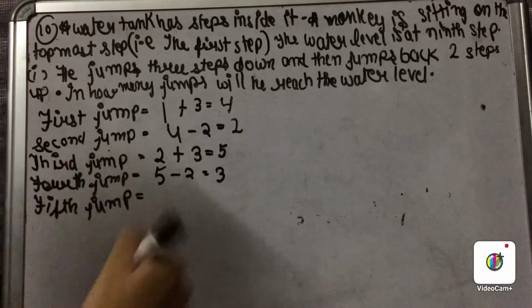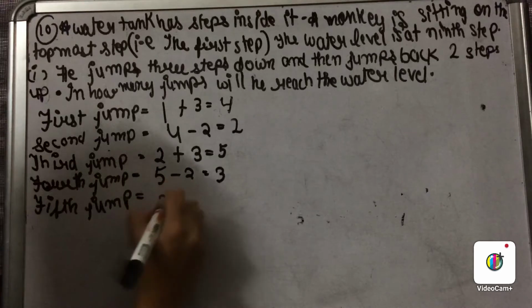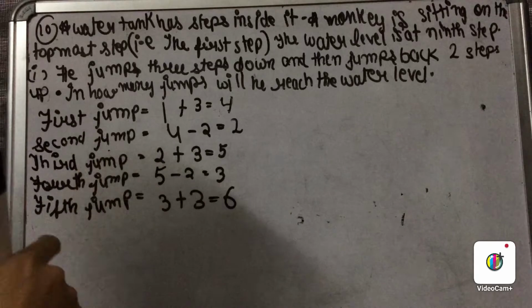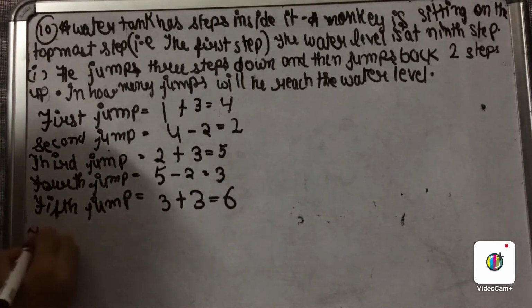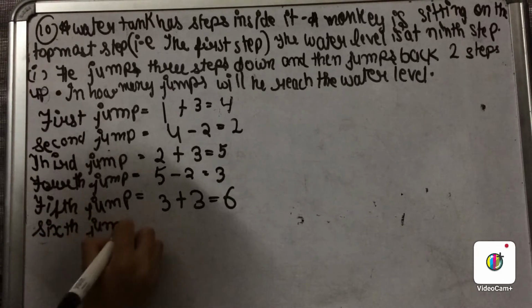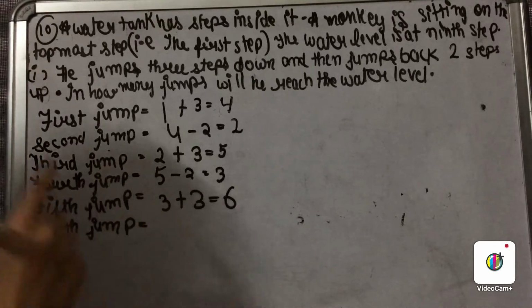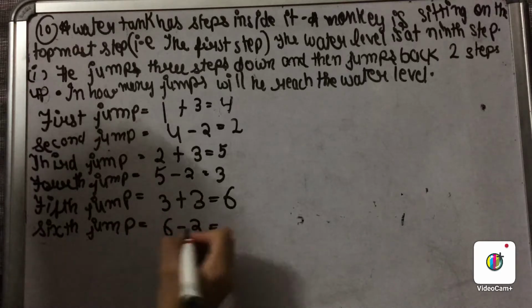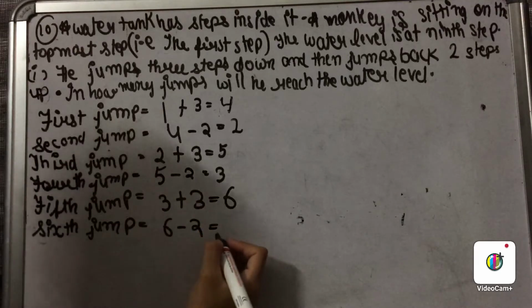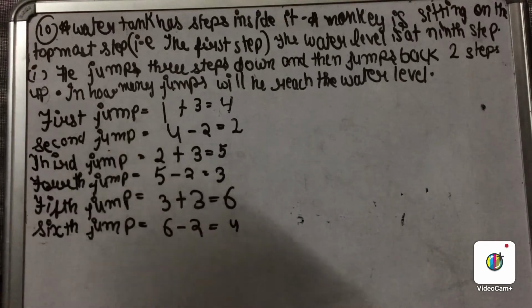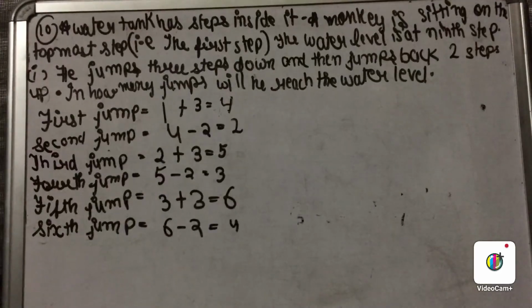What is our fifth jump? In our fifth jump, the monkey will move 3 steps forward. It would be at the 6th step. Now let us write here the 6th jump. What will we write at the 6th jump? At the 6th jump, he moves 2 steps back, so 6 minus 2 is 4. So it would be 4 in the 6th jump.